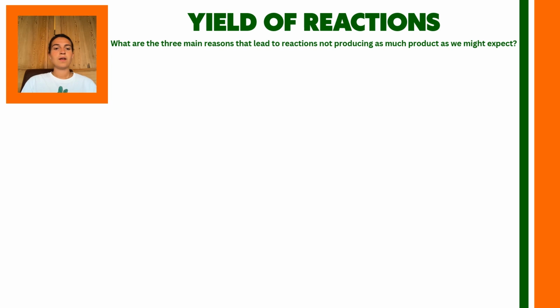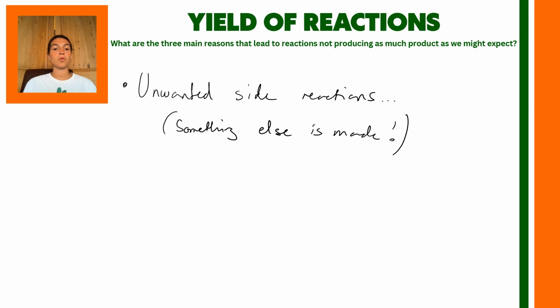Or if you're ready, let's dive straight in. Okay, so our first question here is, what are the three main reasons that lead to reactions not producing as much product as we might expect? So you do need to remember all three.